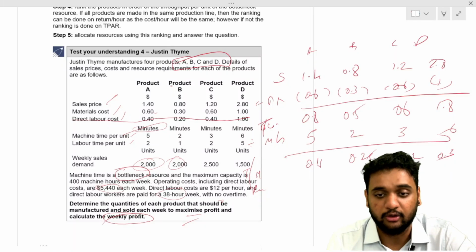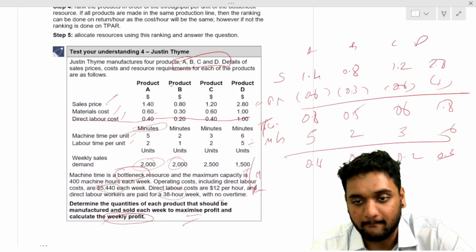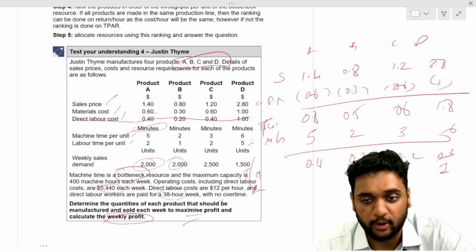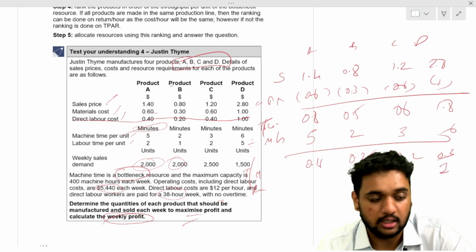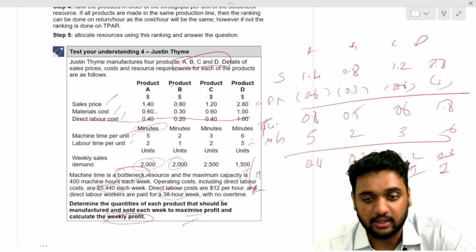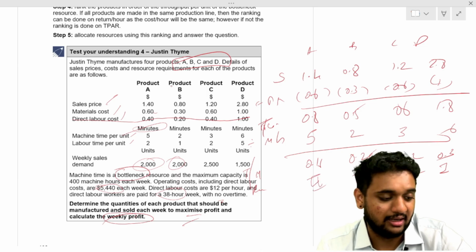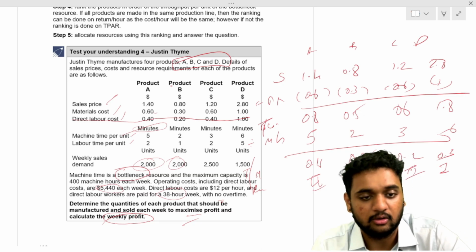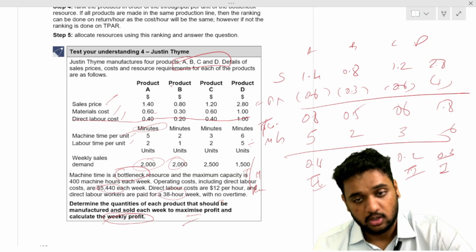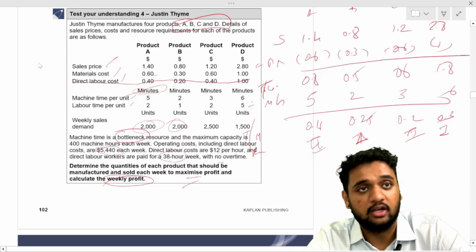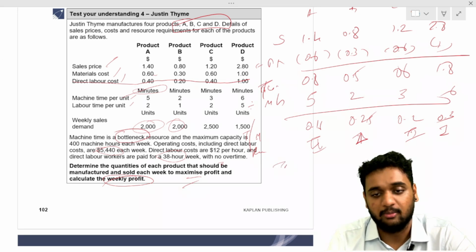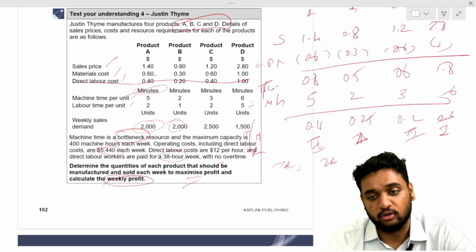Now the ranking. What is the first rank? You will get 0.3, so D. Next is B, 0.25. Next is C. Next is A. Understood? We will rank that. Next, what will we do? What is the total time available? 400 hours. But we are talking everything in terms of minutes. So we will convert that 400 hours into minutes. So total time available is equal to 24,000 minutes.